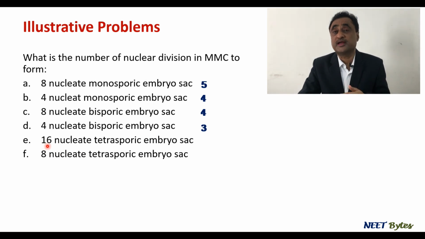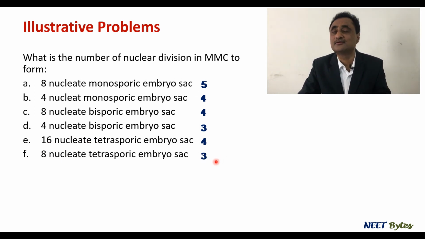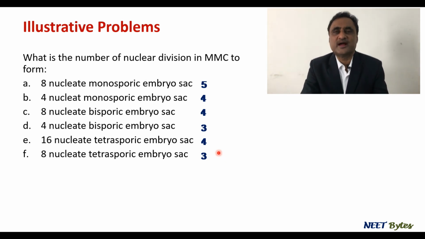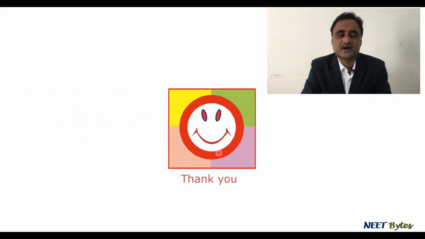So definitely here the number is going to be 3, right? Now the tetrasporic can be 16 nucleate as well. Okay, so if it is 8 nucleate, 3 divisions were required. So if it is 16 nucleate, definitely we require 4 divisions. And for an 8 nucleate tetrasporic embryo sac, we have already learned that 3 nuclear divisions are required, right? So that's all I have to discuss as far as the entire megasporogenesis is concerned. I hope the concept is pretty clear at your end.